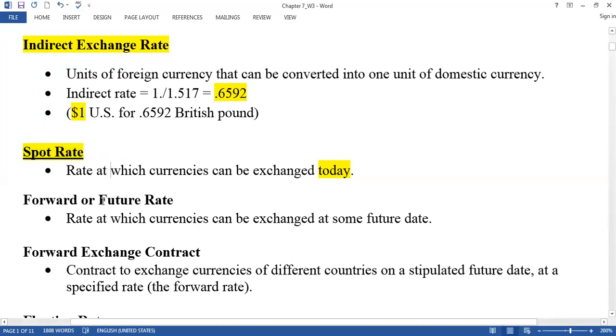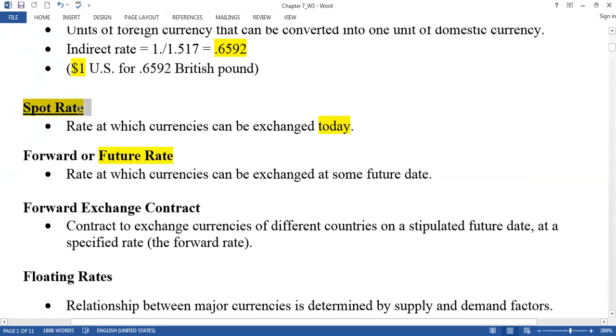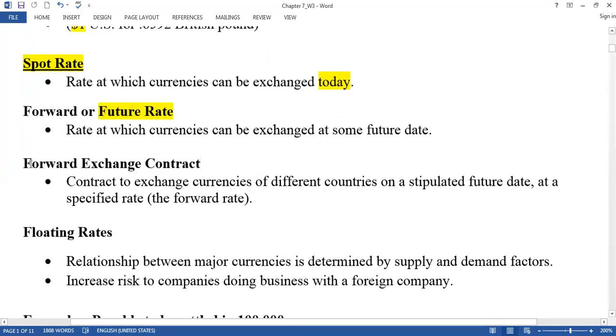What is the future rate? I told you that the rate is going to change in the future, and the question will give you some expected future rate change. Maybe today, for example, is November 15. The question will give you the rate on December 31st, maybe another day. So this is called the future rate. Spot rate means today's rate, and you have the future rate.